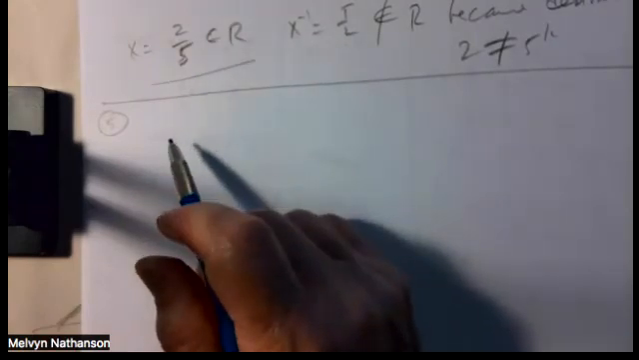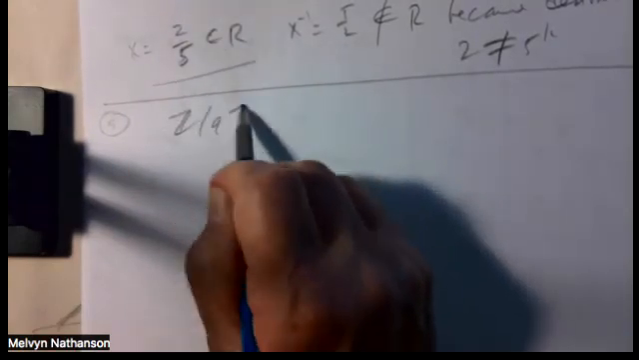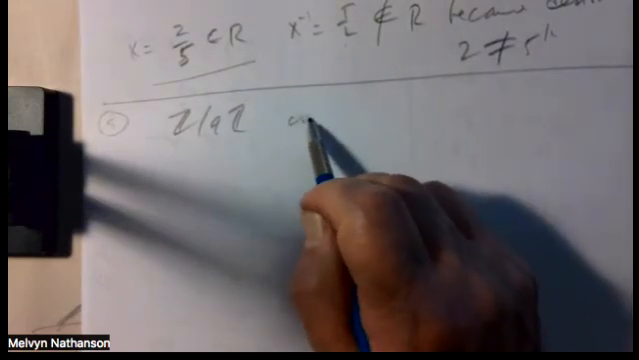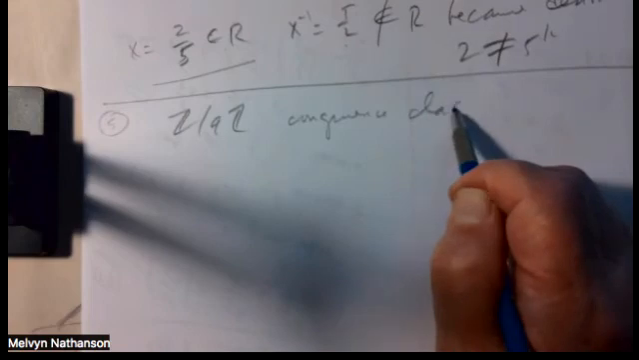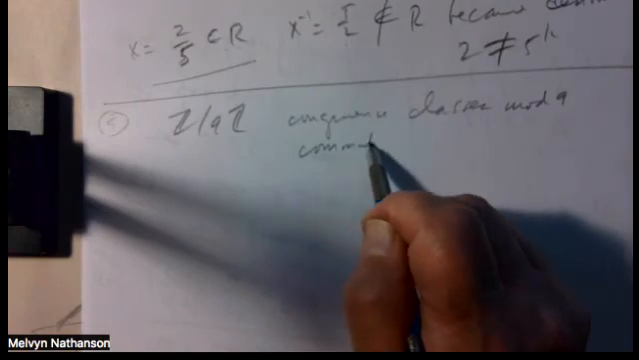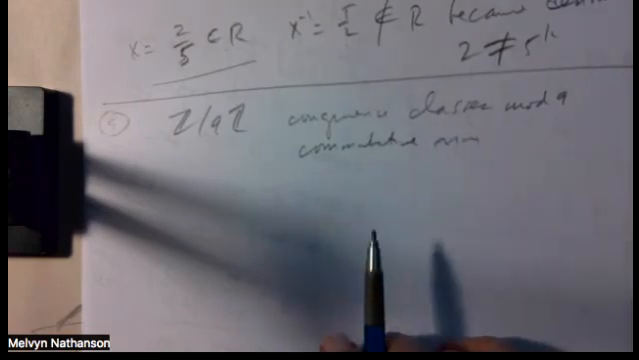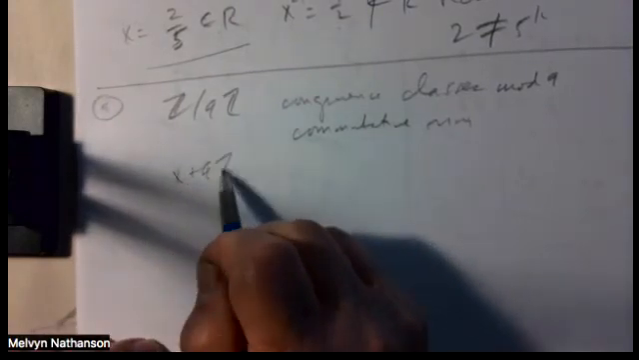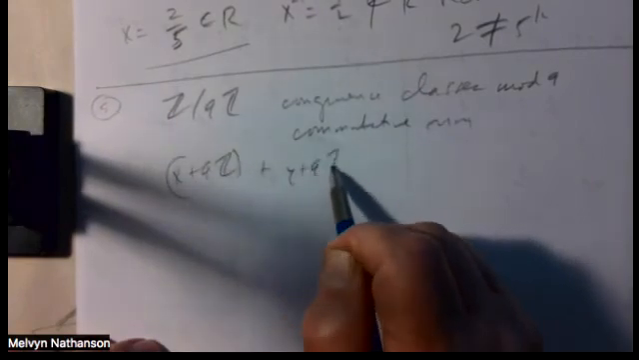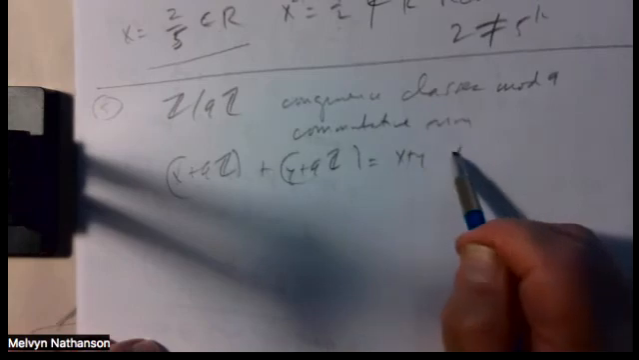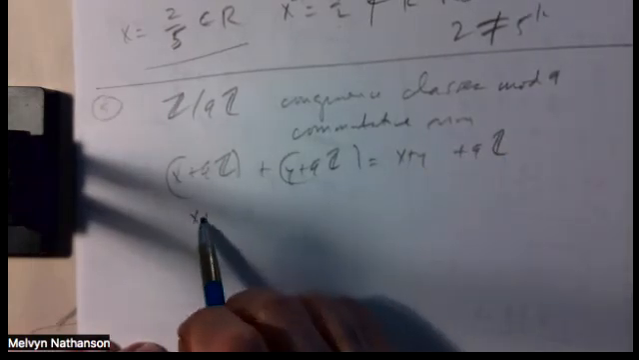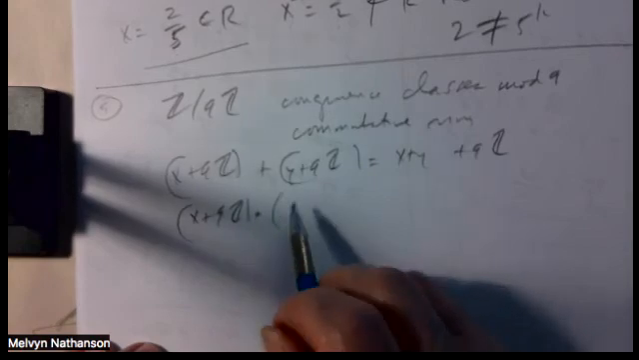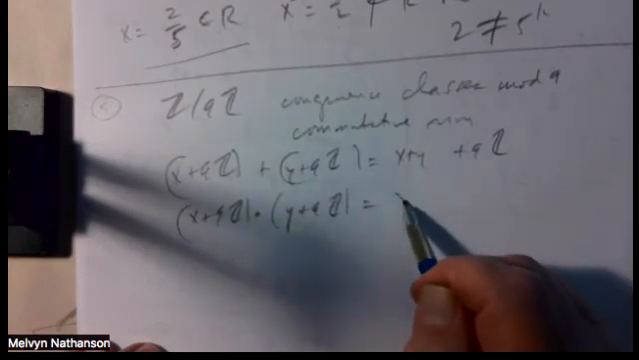All right, any questions? That's problem 4. Let's look at problem 5. Suppose we take Z mod 9Z. These are the congruence classes mod 9, which is a commutative ring. It's our basic finite commutative ring where x plus 9Z plus y plus 9Z is x plus y plus 9Z. That's how you add congruence classes. And x plus 9Z times y plus 9Z is xy plus 9Z. That's how you multiply congruence classes.